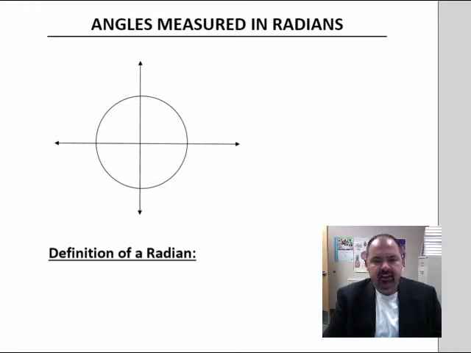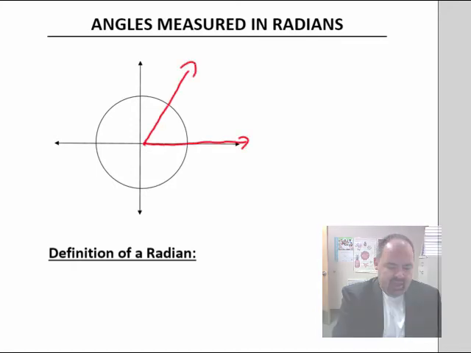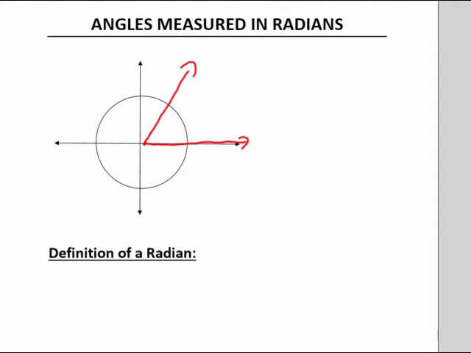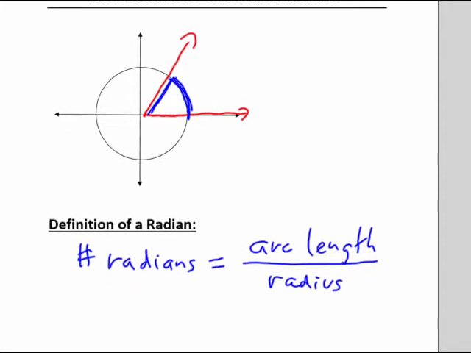And measuring angles in radians is dependent upon us referring to a circle. And so we may have an angle. And the way we measure radians is we take the arc length between the initial and the terminal arm, and we divide by the radius. So the number of radians is equal to the arc length of the circle between the initial and terminal arms divided by the radius of the circle. Okay, and some people like to simplify this just to say the angle in radians is equal to the arc length divided by the radius.